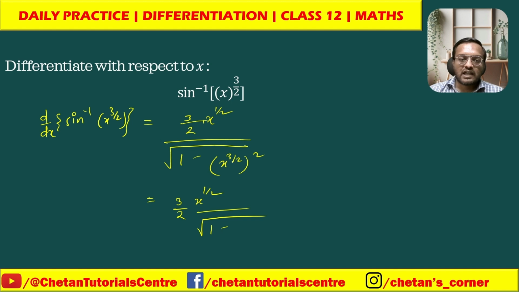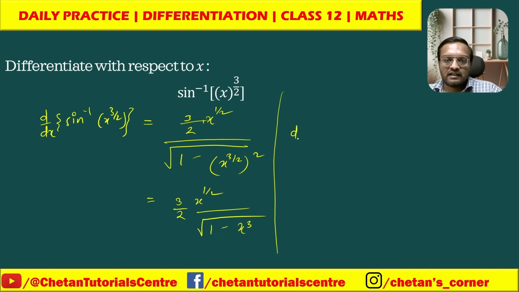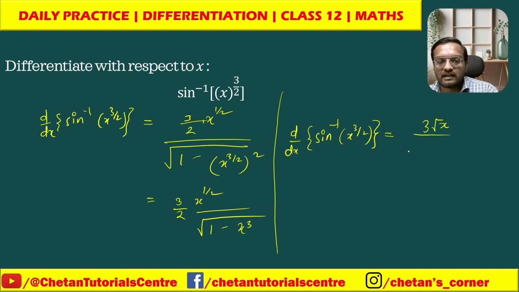Now here you can see that I will apply laws of indices. Then what I will get? 3 by 2 multiplied by 2, 2 will get cancelled and I will be left with 3. So x raised to 3. On further simplifying, what I will get? d by dx sine inverse of x raised to 3 by 2 is equal to 3 under root of x divided by 2 under root of 1 minus x cube, which is our required answer.